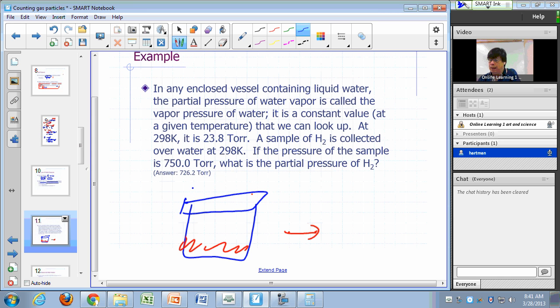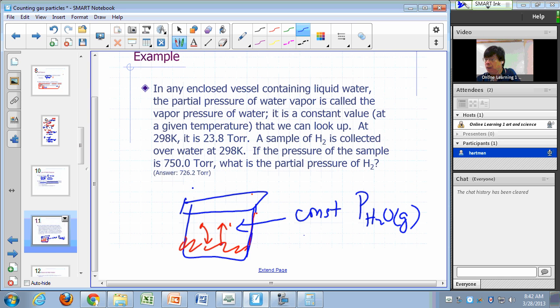Then the water molecules go into the gas phase, right? But then the gas molecules in the gas phase can go back to the liquid. Remember, molecules are always moving. So ultimately, you reach a situation where the rate at which the water molecules leave the surface is equal to the rate at which the molecules from the gas go back to the liquid. So ultimately you would establish a constant partial pressure of water molecules in the gas. This constant partial pressure that you obtain is at a given temperature, right? And this partial pressure depends on what the liquid is.